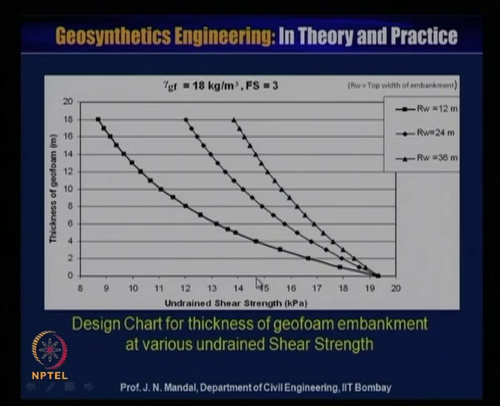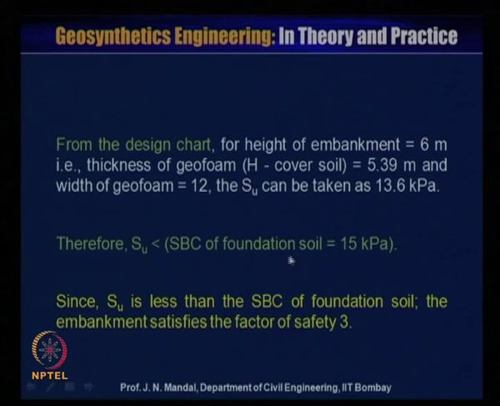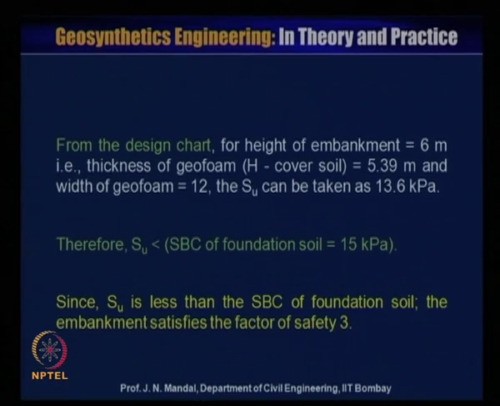So, you can see that this undrained shear strength value Su lies between 14 and 15, which gives this value of 13.6 kilopascal. Therefore, this undrained shear strength value is less than the safe bearing capacity of the foundation soil, that is 15 kilopascal. Since Su is less than the safe bearing capacity of the foundation soil, the embankment satisfies the factor of safety 3.